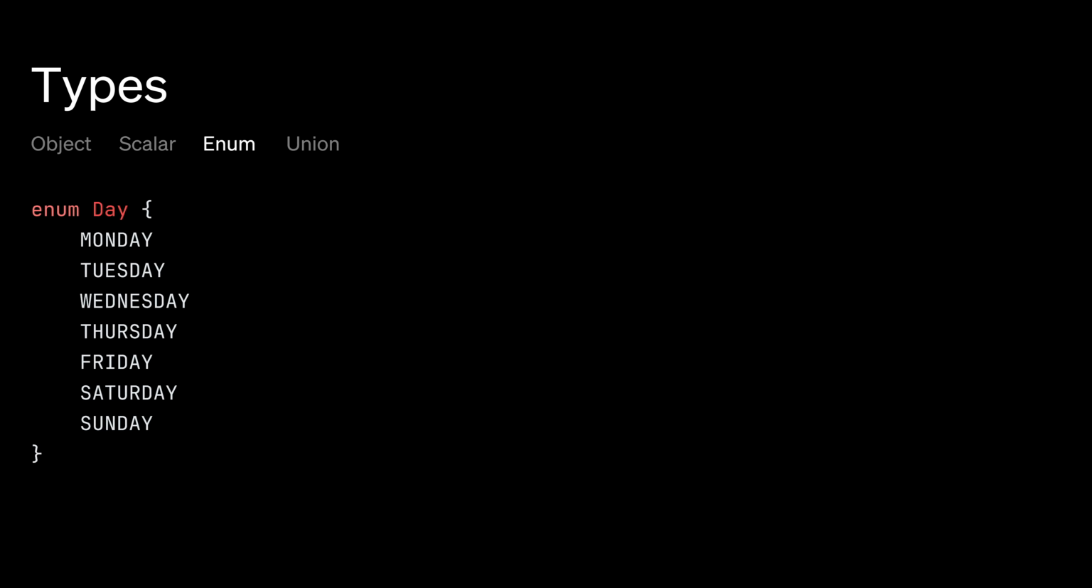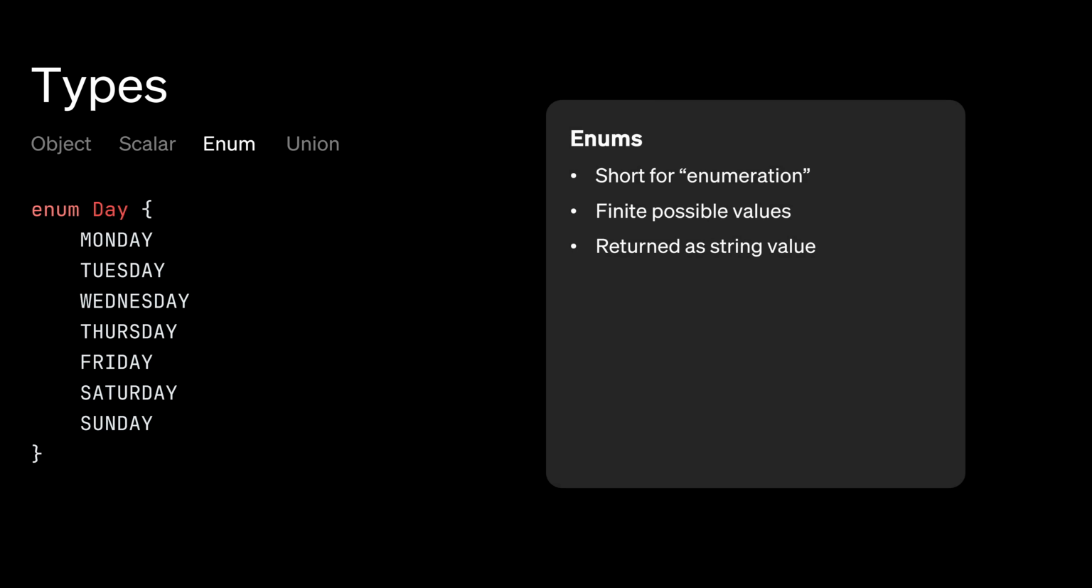Next up we have enum, which is short for enumeration, because you have a finite amount of possible values, and in practice they're returned as a string. So if you queried a field with the type day, then you would get Monday, Tuesday, etc. One of those, and that's a guarantee. And they're really useful for day or like month of the year, you know, where there's only a few number of values that it may be.